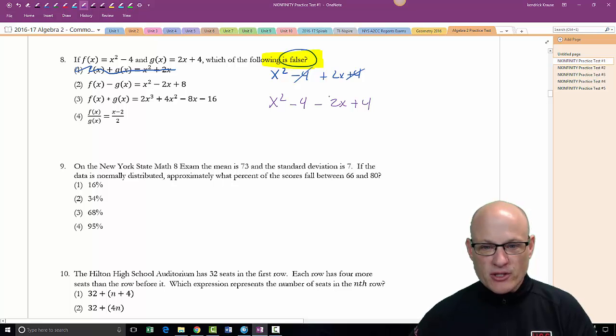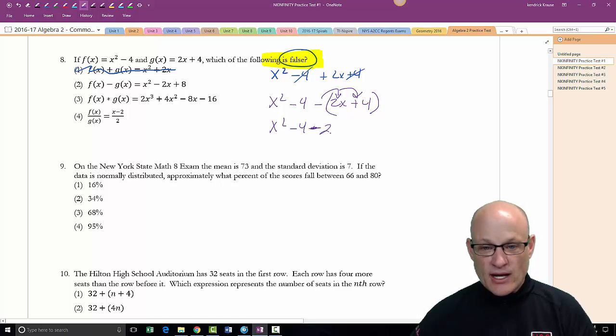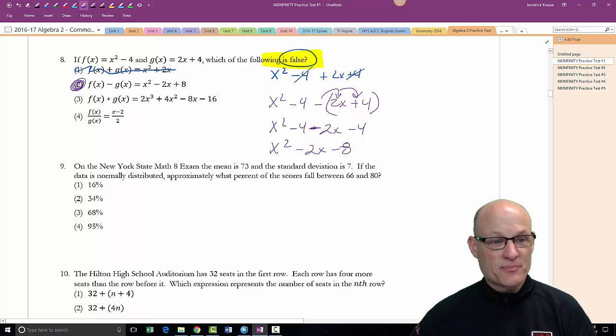What a joke. That actually turns out to be the right answer. But really what you should be doing here is distributing this negative. And you get x squared minus 4 minus 2x minus 4. And so you end up with x squared minus 2x minus 8. And this has a plus 8. So this is the right answer.